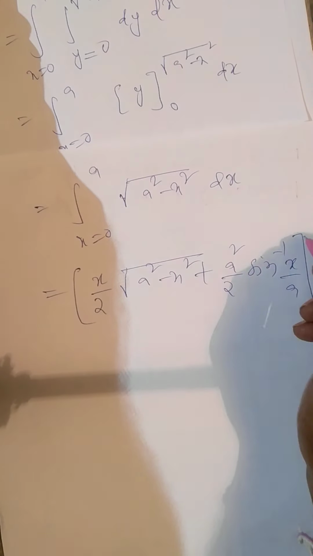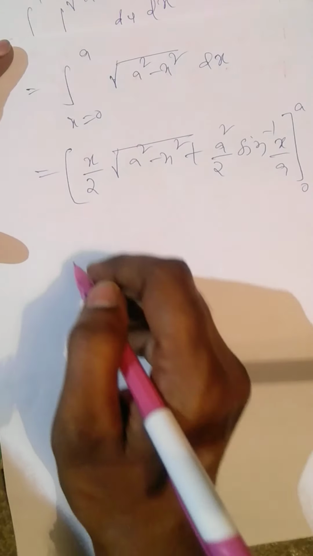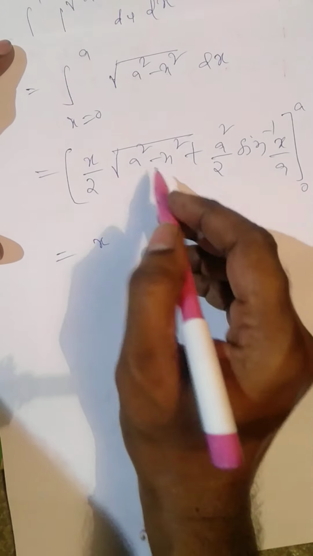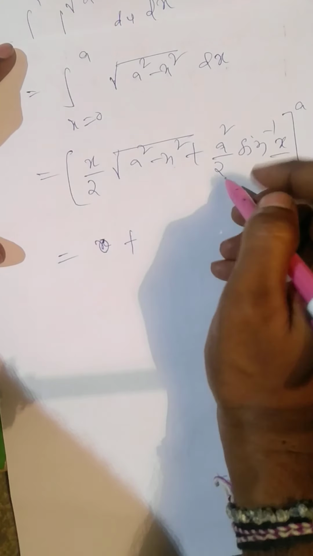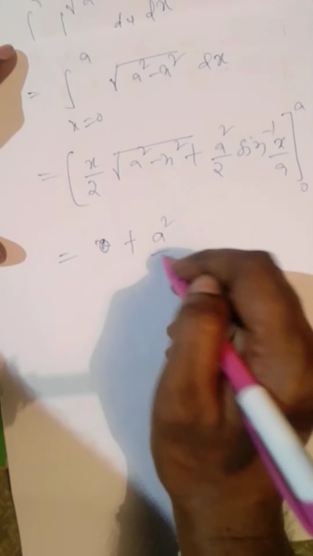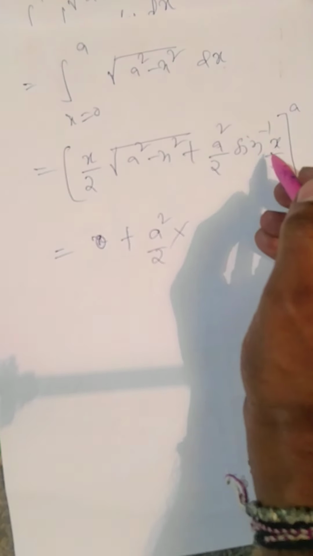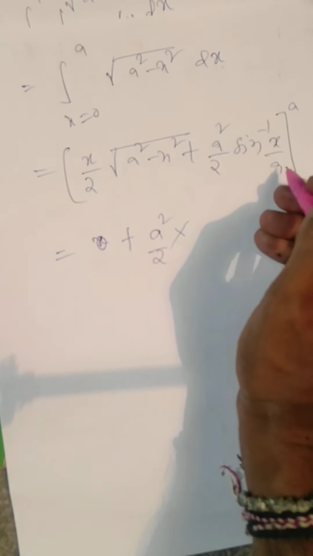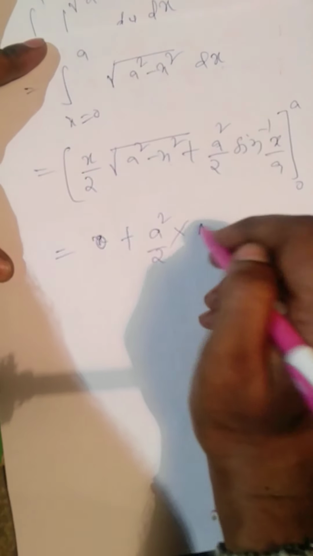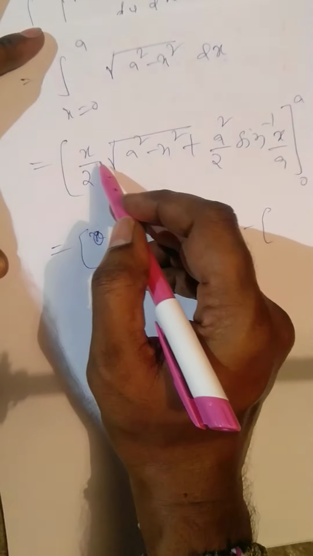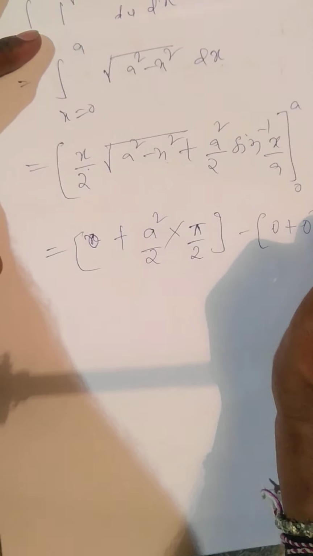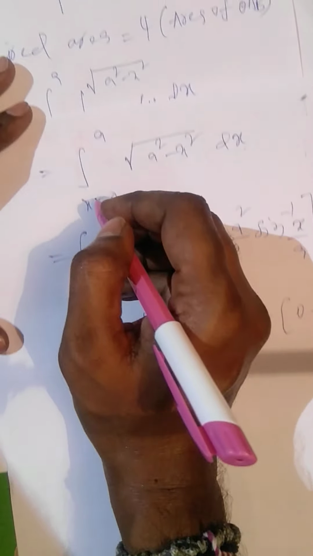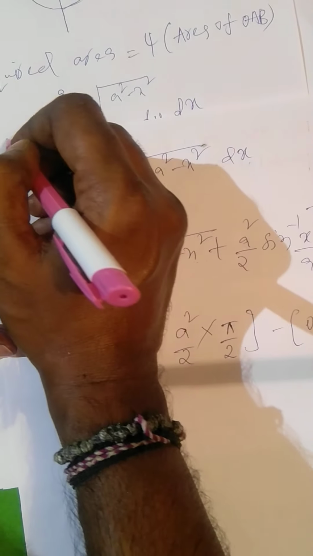The limits are 0 to a. Now, putting x equals a, the first term gives a square minus a square, which is 0, plus a square by 2 into sine inverse of a by a, which is sine inverse of 1, which is pi by 2. This is the upper limit minus the lower limit. Put x equals 0: 0 into anything is 0, plus sine inverse of 0 is 0. This is the area, which is multiplied by 4.